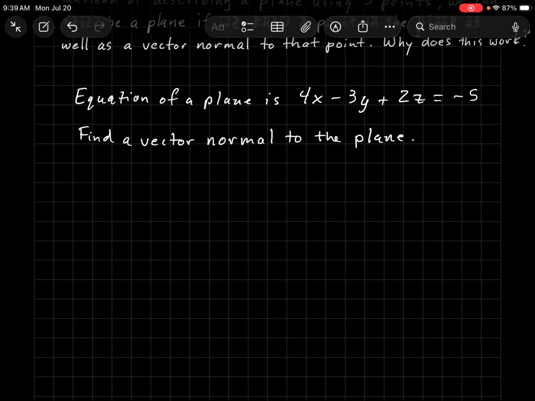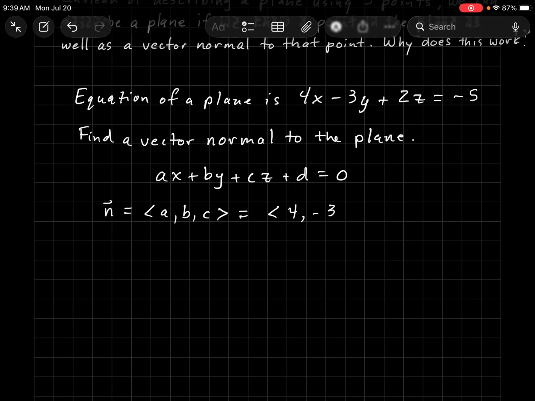This is a pretty straightforward problem because my equation ax plus by plus cz plus d equals 0, I just happen to move the d over to the other side, which isn't going to matter. In that equation, we know and we define the normal vector to be a, b, c. So in this example, our normal vector, or a normal vector, would be 4, comma, -3, comma 2. And we're done.